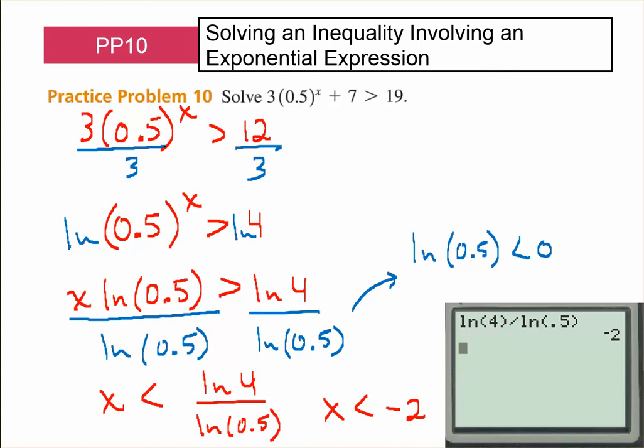Mr. H? Yes. Why do we switch the sign again? Why do we flip it? Sure. Because ln of 0.5, if you punch that into a calculator, you should get yourself a negative number. So technically what we're doing is we're dividing through by a negative number on both sides of the inequality.